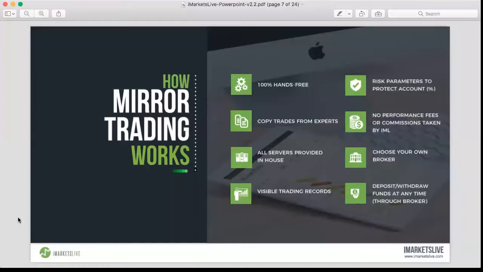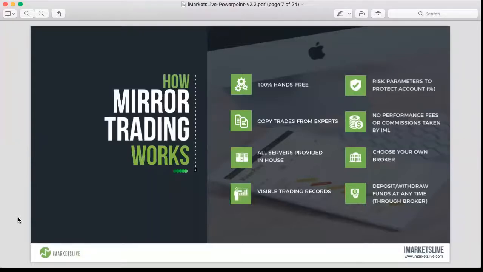If you guys don't know anything about Forex, if you don't even want to know anything about Forex, in fact, if you don't even want to look at any charts, you can simply copy trades from the experts who are making money every single day in the markets. It literally copies them, because you see their visible trading record, you know exactly who you're trading with. You can even set your own risk parameters. You're not going to be paying performance fees and stuff. You can choose your own broker.